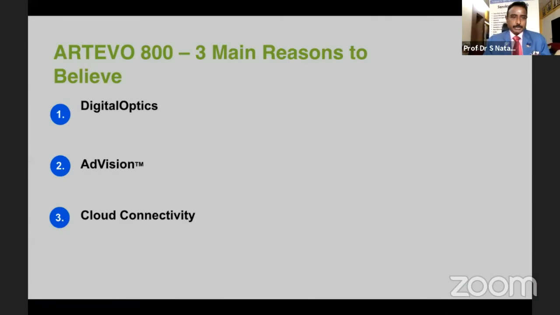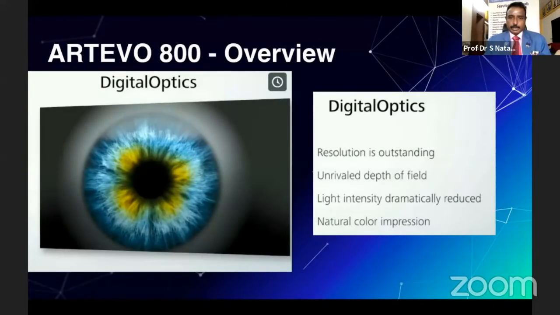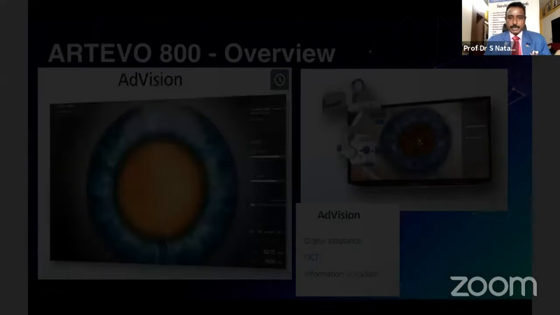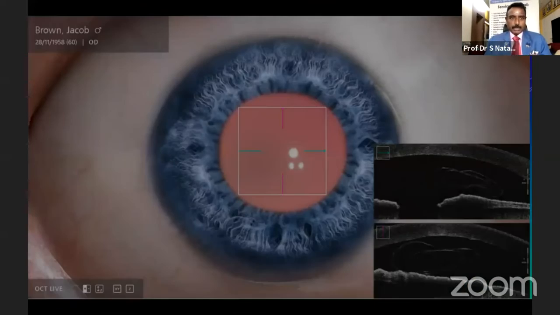It has the digital optics, AdVision, cloud connectivity, hybrid mode, auto adjust, and it's the first digital microscope, the new era of visualization in ophthalmic surgery delivered by the first digital hyperoscope and without compromise. And it has the digital evidence, which is outstanding. AdVision has the digital assistance. I don't have the OCT, but we can have the OCT and the cloud connectivity.